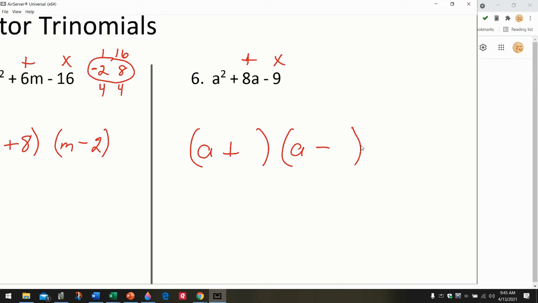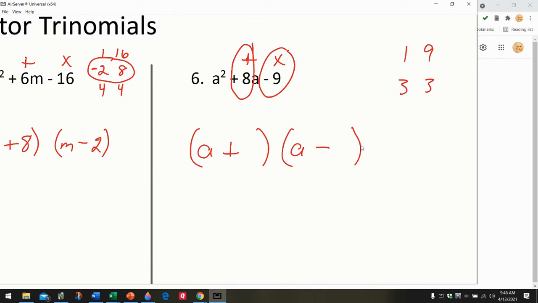Now, we need to go through and write the factors of 9. The factors of 9 are 1 and 9, or 3 and 3. Now remember, we need them to multiply to be -9. So in order to multiply to be a negative number, one number has to be negative. So we have to figure out, should the 1 be negative or should the 9 be negative? Or maybe that wasn't even the correct pair. Maybe one of the 3's has to be negative. They need to multiply to be -9, but they also have to add to be +8.